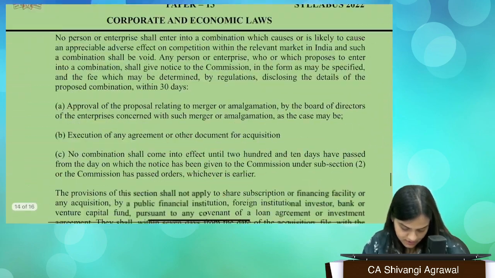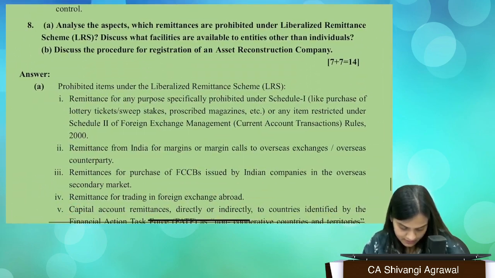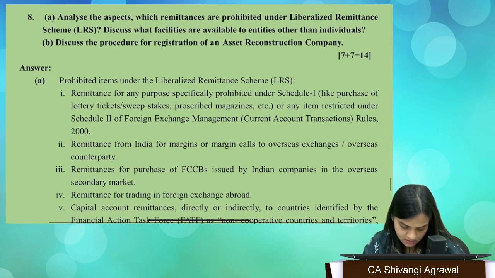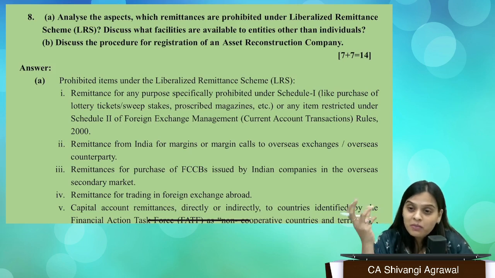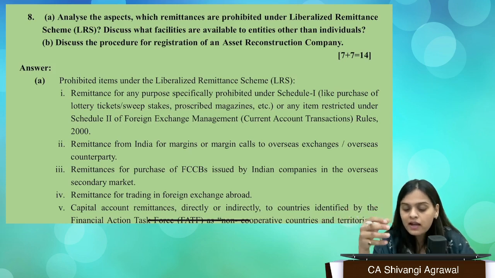And we have the last question. Analyze the aspects which remittances are prohibited. Discuss what facilities are available to entities other than individuals. So we have remittances which are prohibited. You cannot trade outside India, right? Then there are certain prohibited magazines, sweepstakes, and all. For that, you will not get remittance, right?